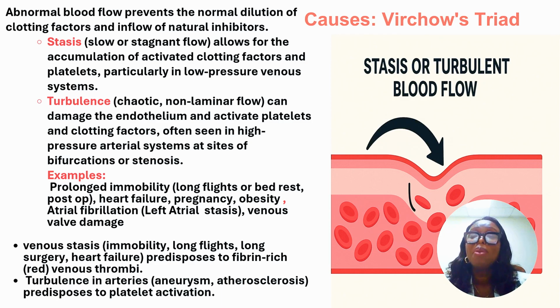When you have turbulence in arteries, like in cases of aneurysm, atherosclerosis, it predisposes the patient to having platelets activated. So we have the second cause of thrombosis being what? Stasis or turbulent blood flow.